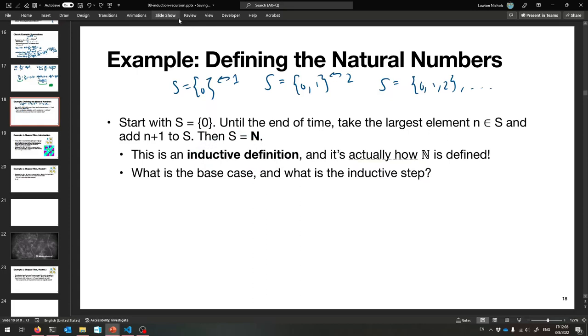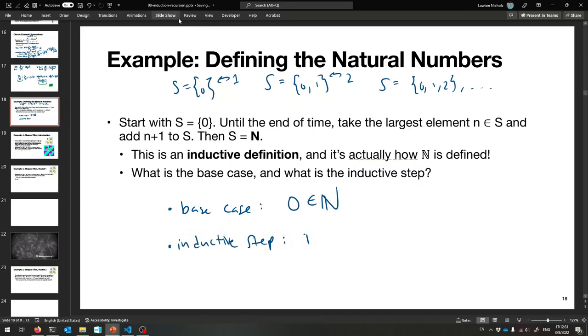If I said the word inductive, there needs to be a base case and an inductive step. Here's how you do it. The base case for defining the natural numbers is we say, oh, 0 is a natural number. And that kicks off the induction that builds up the set. And the inductive step, I hope you see how this is building the natural numbers. It's kind of logical, right?